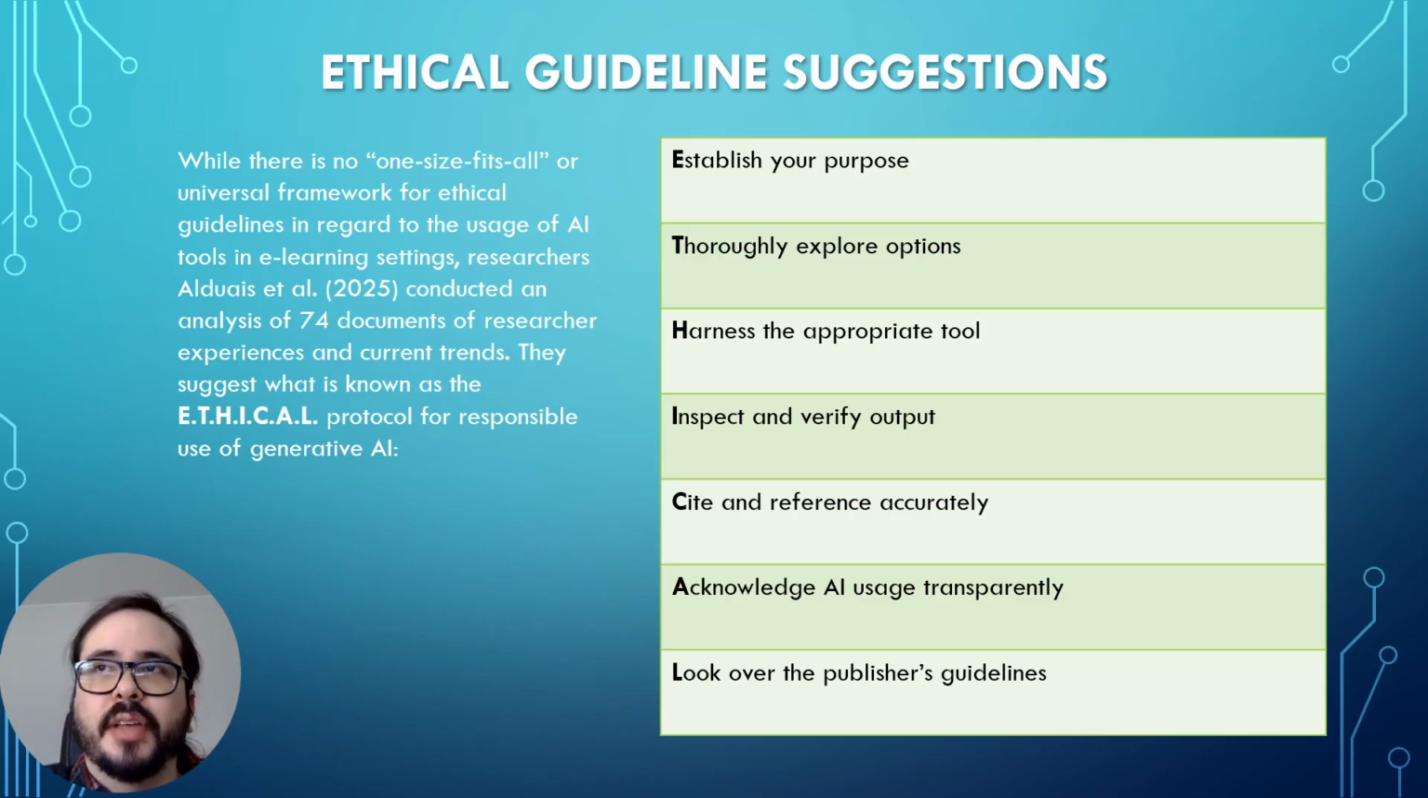And the final step is to look over the publisher's guidelines. If your institution doesn't allow any use of AI, it's probably important that you take that into consideration, right? Any publisher as well. If someone wants to publish a book, for example, that you wrote, you might want to let them know if you use AI, otherwise you're going to discredit their publication. So that's also very important.